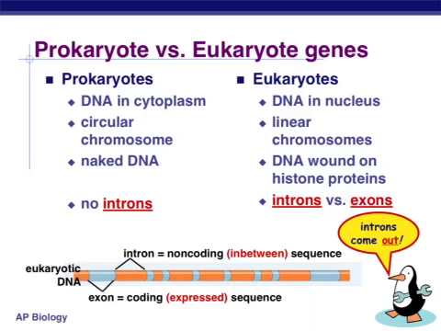Everything is important. And if you think of prokaryotic DNA, it's a lot smaller than eukaryotic DNA. Versus eukaryotic DNA, which is in the nucleus, is linear and is arranged into chromosomes, and is wound around histone proteins. And this DNA does have introns and exons. So right away we can see that there are going to be some differences.